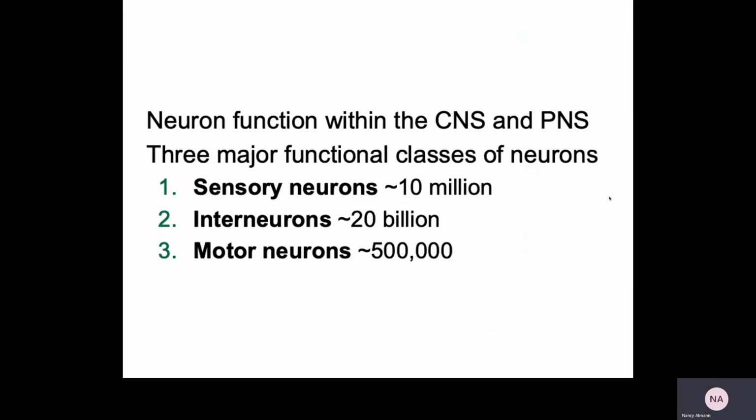We can also, as I mentioned, categorize neurons by function: sensory neurons, interneurons, and motor neurons. You already know what motor neurons are because we talked about them when we talked about the neuromuscular junction. Sensory neurons are carrying sensory information, and they will only bring information up towards the central nervous system. About 10 million of those. I'm not going to ask you how many, but there they are.